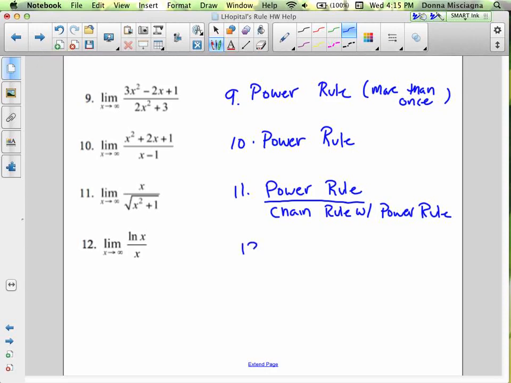12, you have the derivative of natural log of x, which is a nice easy one. And really nice on the simplifying. And then a power rule. So that one's actually a really easy one.